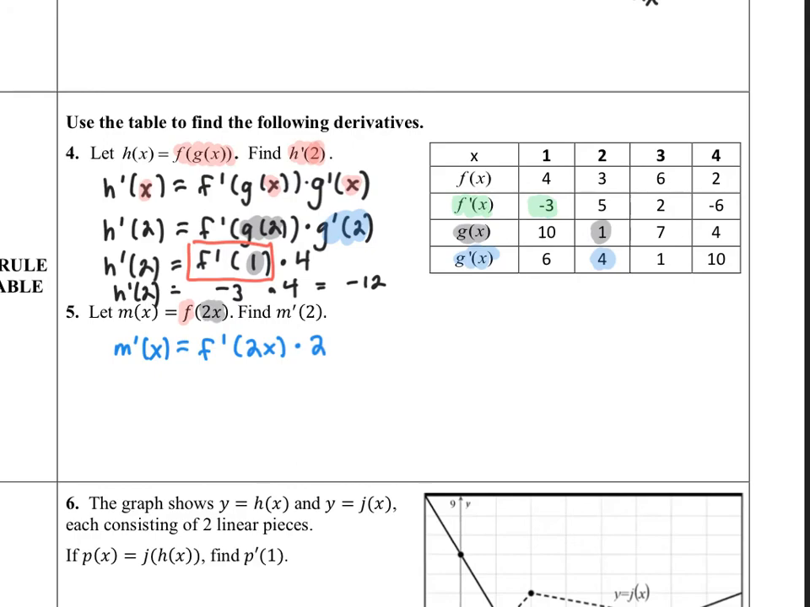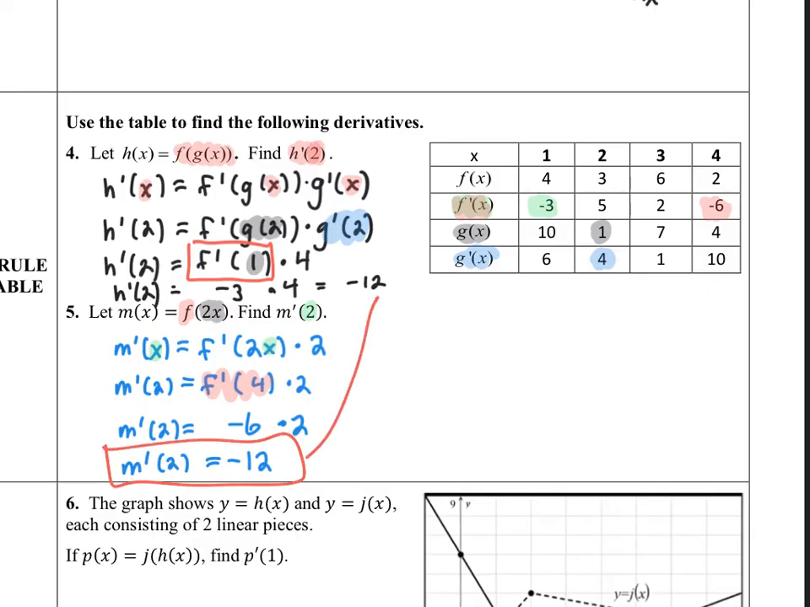And now if I want to evaluate this derivative at x equals 2, I just replace the x's with a 2. And now I look up f prime of 4. So f prime of 4 is negative 6. And negative 6 times 2 is negative 12. And that is my final answer. Just a coincidence that I got the negative 12 for both of these.